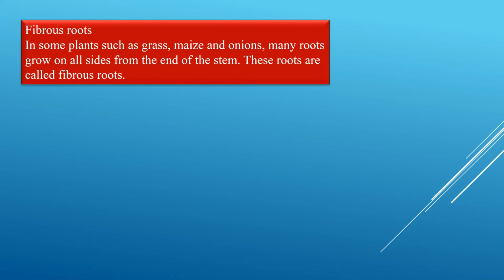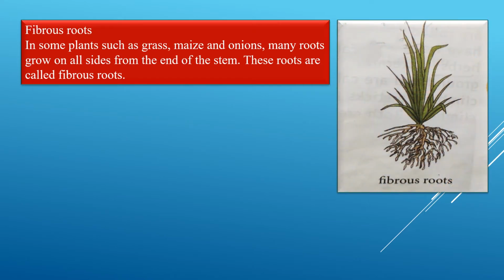Then fibrous root. You can see here fibrous root. Fibrous roots are found in some plants such as grass, maize, and onions. Many roots grow on all sides from the end of the stem. These roots are called fibrous roots. What is said here is that there is no main root in fibrous root. There are many roots. So for example, which plant has many roots?